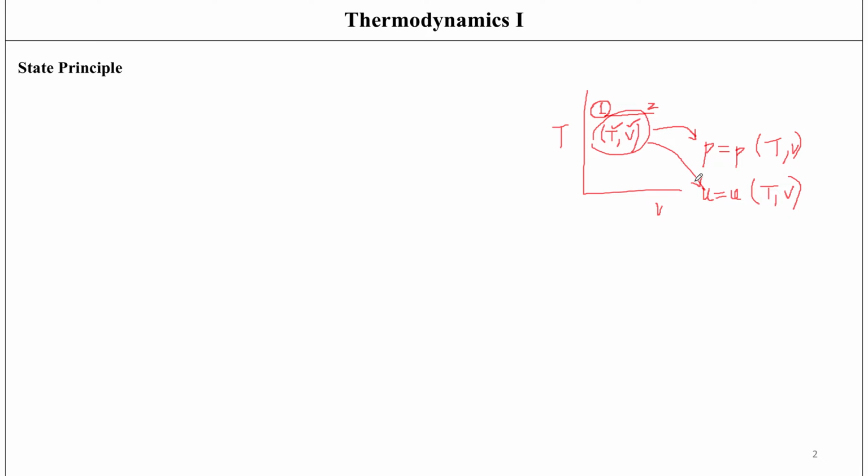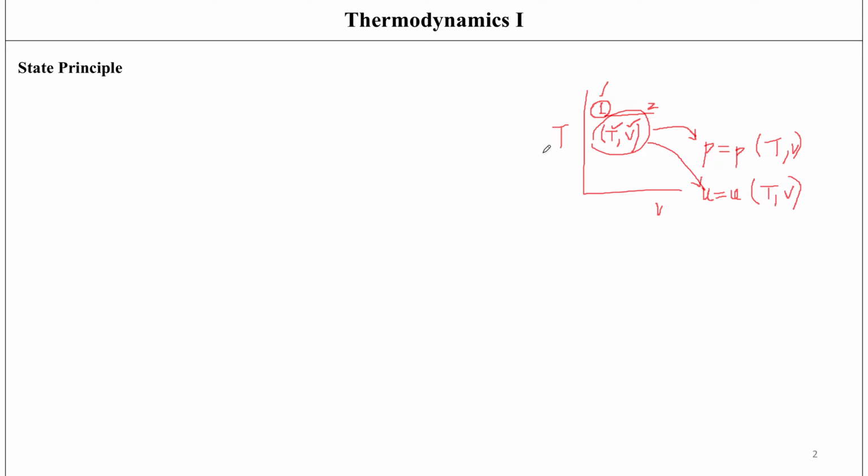So that is what the state principle is. State principle is just a guide. It's a general rule that has been developed as a guide to determine the number of independent properties that you require in order to fix the state of the system. Okay, that is what state principle is. And mostly we are talking about intensive states of the system. So just go ahead and review what that is, intensive and extensive properties.